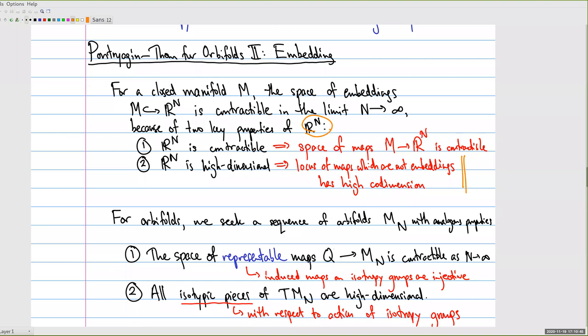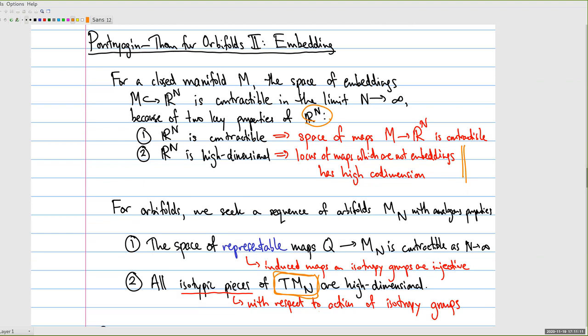the locus of smooth maps which are not embeddings has high codimension, not only do we need the tangent spaces to M_n to be somehow high dimensional, in fact, when we look at TM_n as a representation of each isotropy group, we need all the isotypic pieces to be high dimensional. So we need all the representations of the isotropy group to occur with high multiplicity. And then this is true. That's a generic map is an embedding, et cetera.